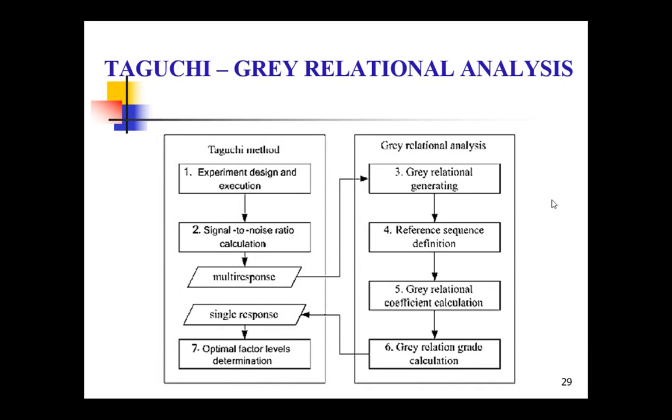From there we determine the optimal factor levels. After determining the optimal factor levels, we run a confirmation experiment, and then finally we conclude. So this is the procedure for Taguchi's gray relational analysis.